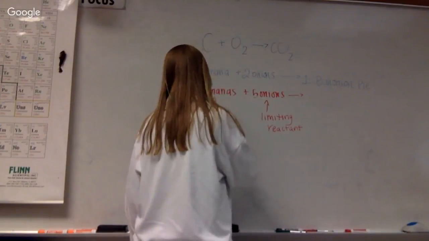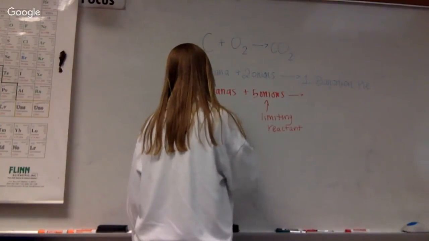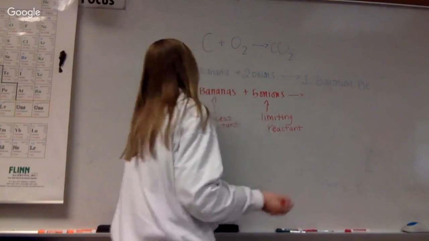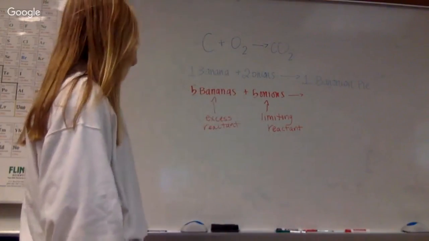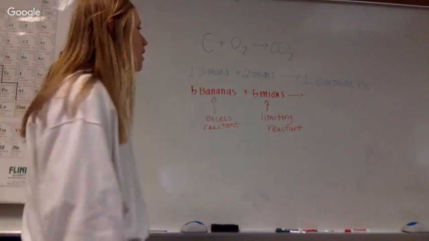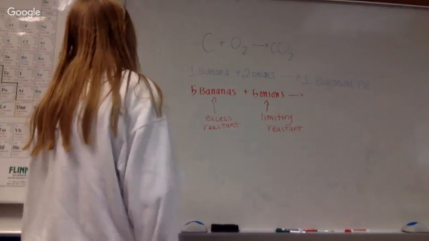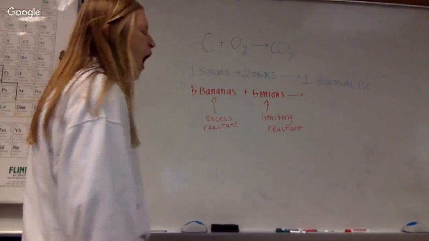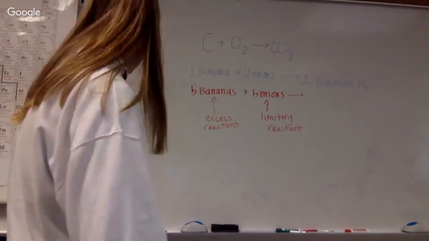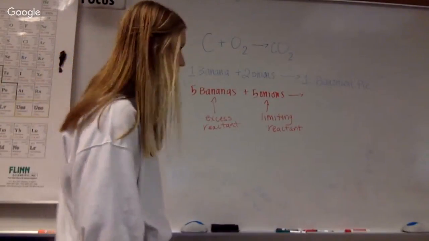This is the first introduction to the idea of limiting and excess. Every single recipe, as soon as you run out of one of the ingredients in your recipe, you're done. Now, here's the thing. You can make something else, but the product you were starting off with trying to make, if you run out of one of the ingredients, you're done making that particular product.